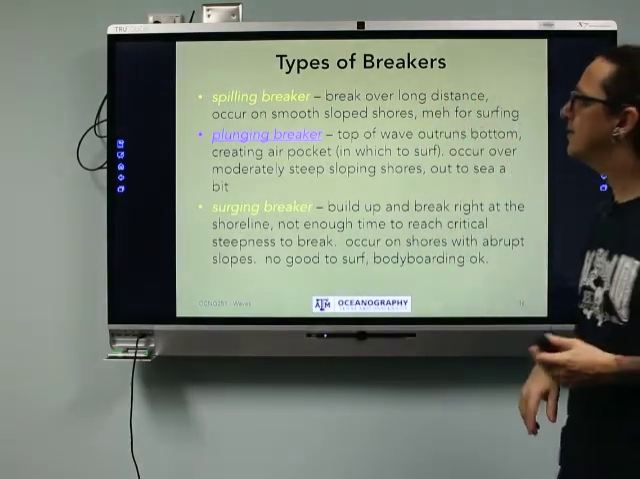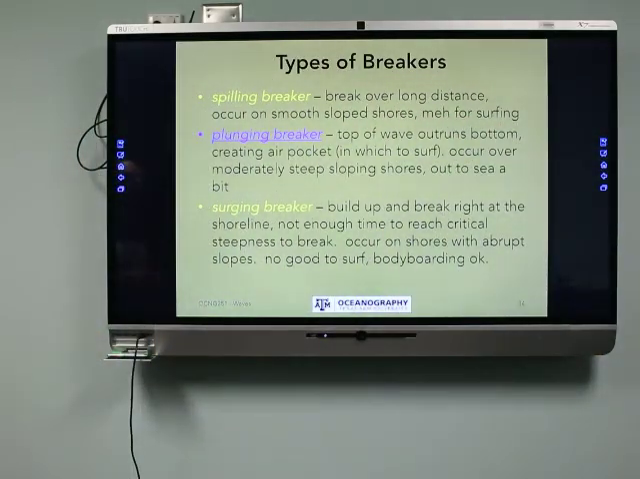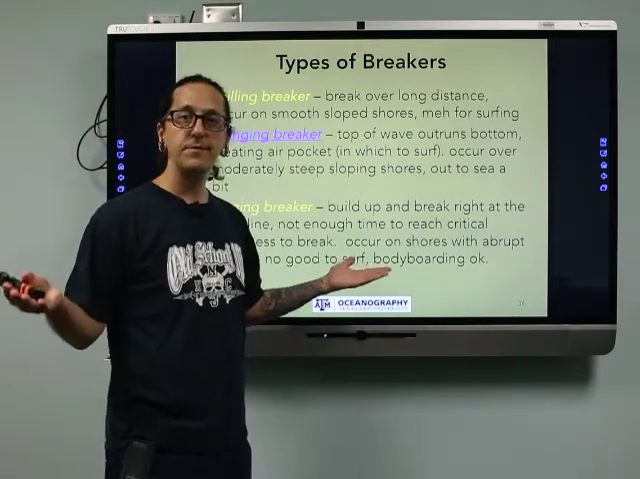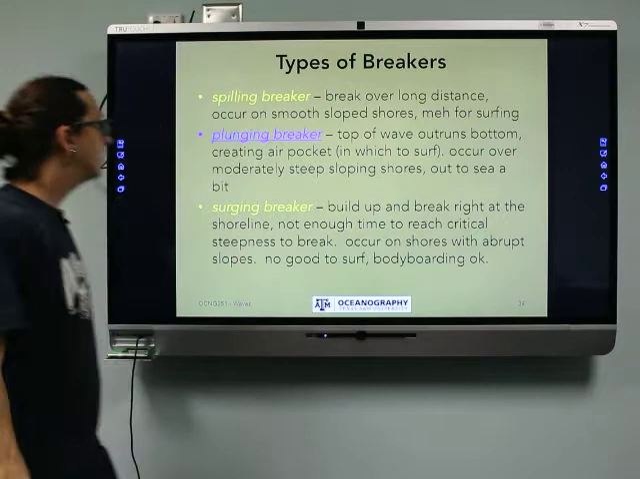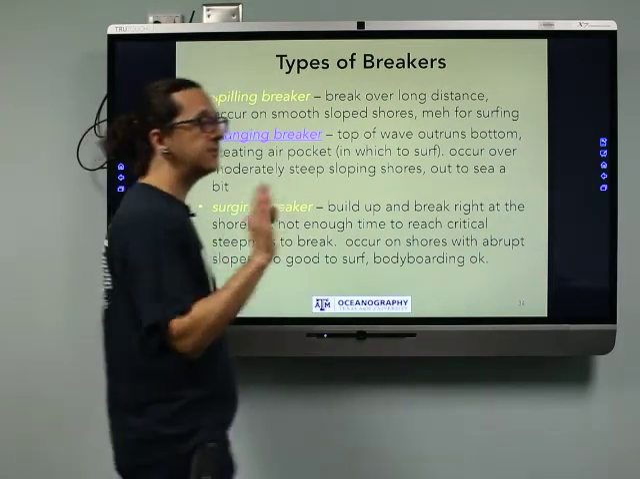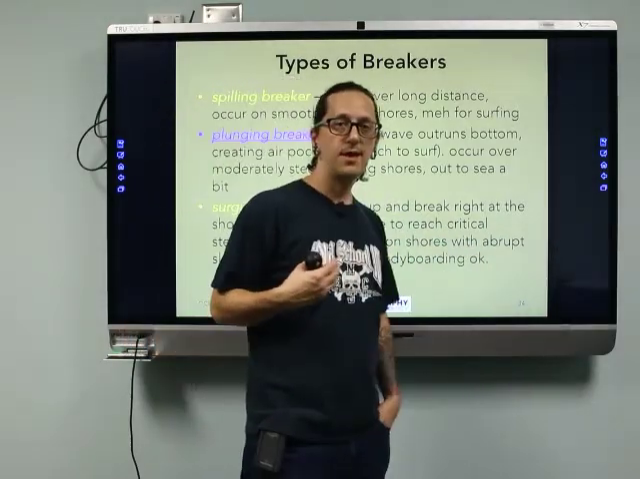So the spilling breakers, these would be pretty common on our beaches. Plunging breaker. Top of the wave outruns the bottom, creating an air pocket in which you can surf if you so desire. These occur over moderately steep sloping shores, and often they occur out to sea a little bit closer to shore. They are less common.